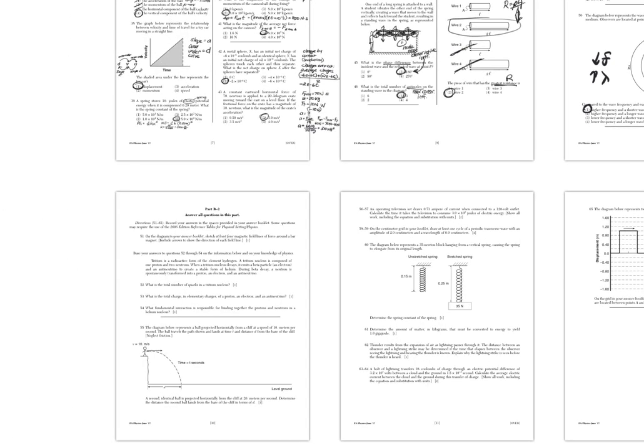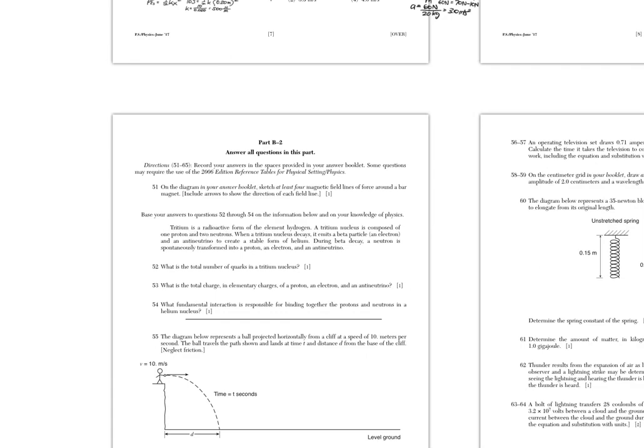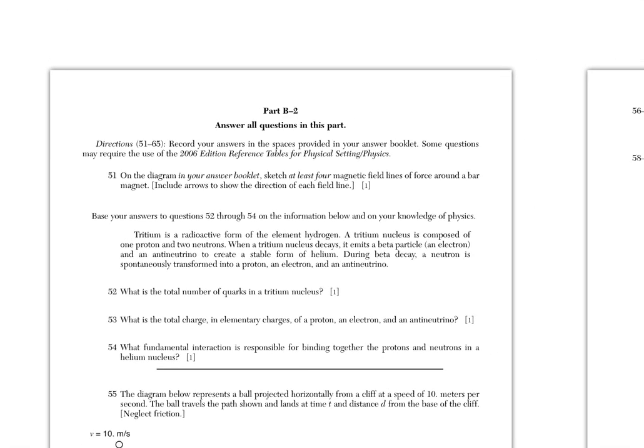Now we move on to the B2s, which is extended response. You would do the B2 in your answer booklet. I don't have the answer booklet here, so I'm going to do it on the answer sheet. I can because I can pinch to zoom. You can't do that on regular paper. If you can, you're like a wizard. Anyway, 51 to 65, record your answers in the answer booklet. I just said that. Thank you very much.